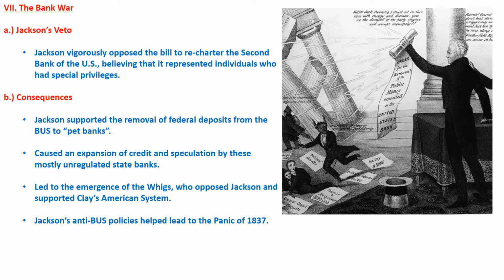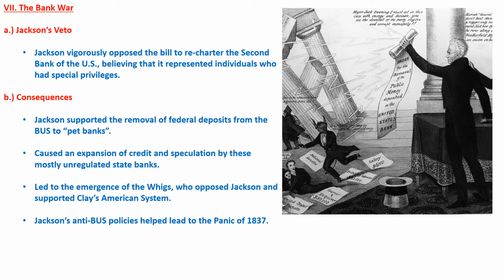Next, we have Jackson's Bank War. Jackson vigorously opposed the Second Bank of the United States, and he will actually veto the bill to recharter the bank, alleging that it represented individuals who had special privileges rather than representing the interests of the common man. The consequence of this is that Jackson vetoes the recharter, meaning that the bank is now on a sort of limited lifespan, and Jackson's going to begin removing federal deposits from the Bank of the United States to small local favored banks, which are so-called pet banks because they are run or favored by his supporters.